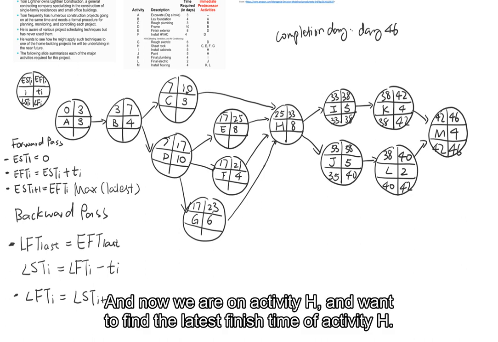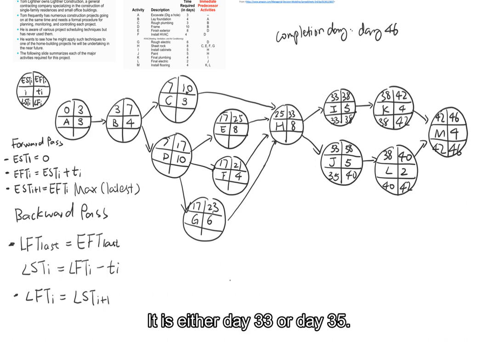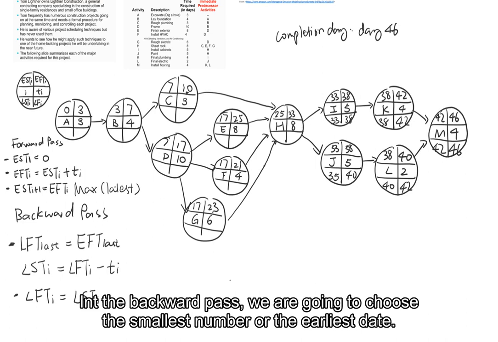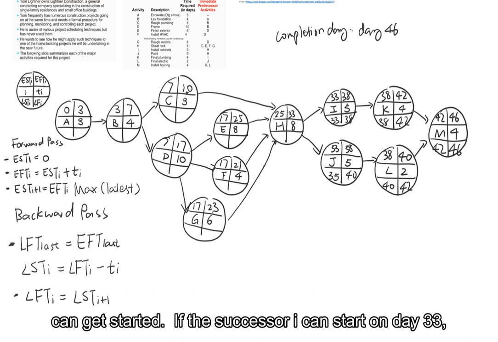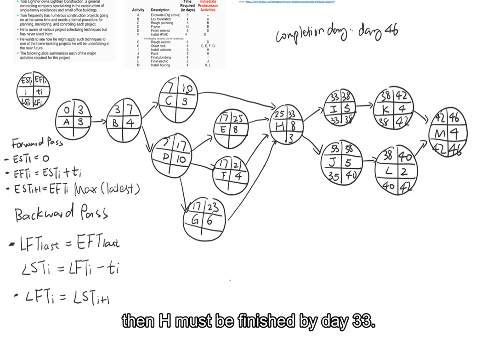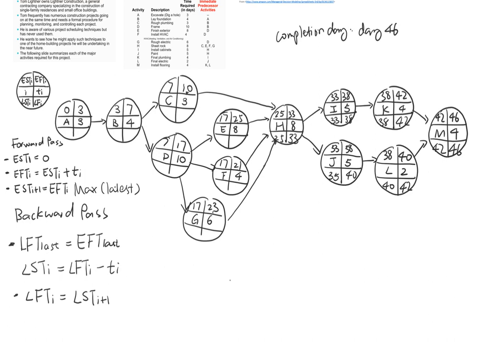And now we are on activity H, and we want to find the latest finish time of activity H. It is either day 33 or day 35. In the backward pass, we are going to choose the smallest number or the earliest date, because we want to make sure that the predecessor is finished before the successor can get started. If the successor I can start on day 33, then H must be finished by day 33. So here we choose day 33. Okay, and we copy day 25 down.